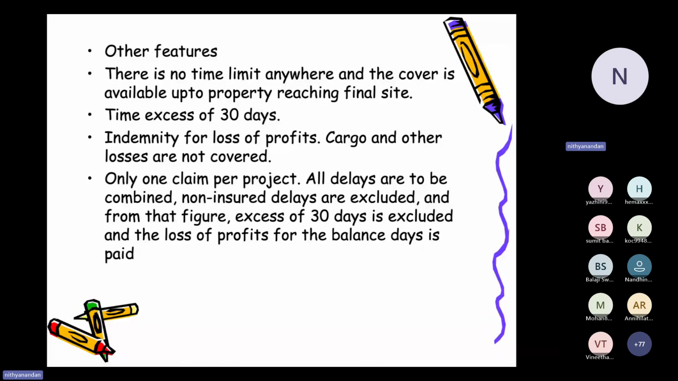Time excess. What do you understand by time excess? Just like excess deductible, if the delay is up to 30 days, no claim is payable. If the delay is more than 30 days only, the claim is payable. And a single project, single claim. All the delays due to the losses in various transits should be put together and only one claim may be received. So all the claims should be clubbed together.